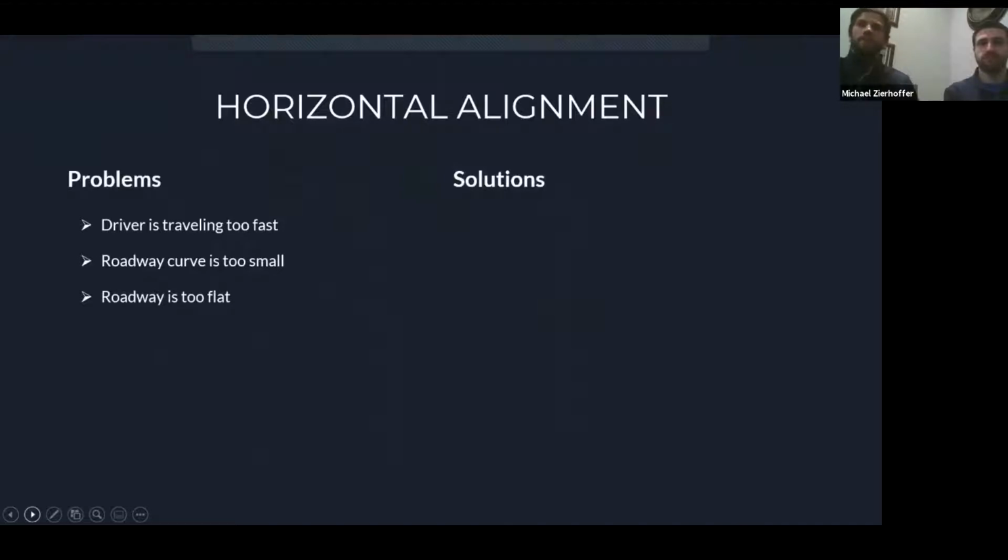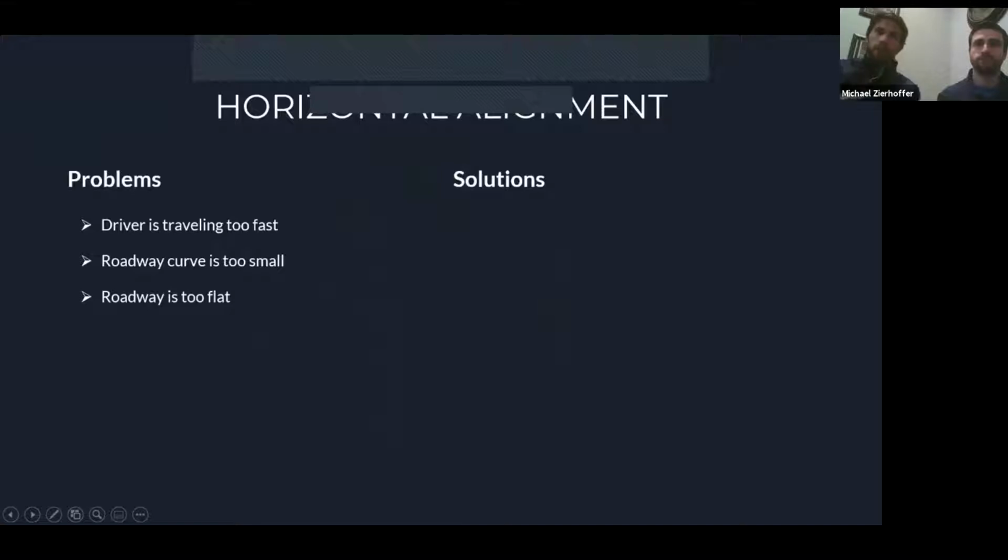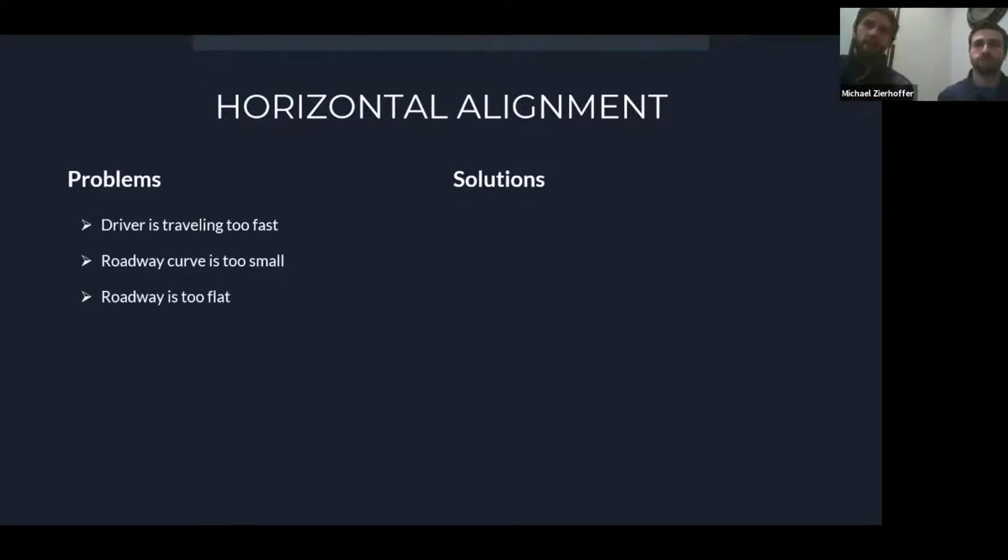So to start, maybe the driver is going too fast. He's coming into the turn too fast, can't get going sideways enough, go off the side of the road. That could also be because the curve is too small, trying to turn too tightly. If the curve was a little longer, maybe you could make a turn at that speed, or the roadway is too flat. You're trying to turn, but your wheels want to actually skid out sideways, which is never safe.